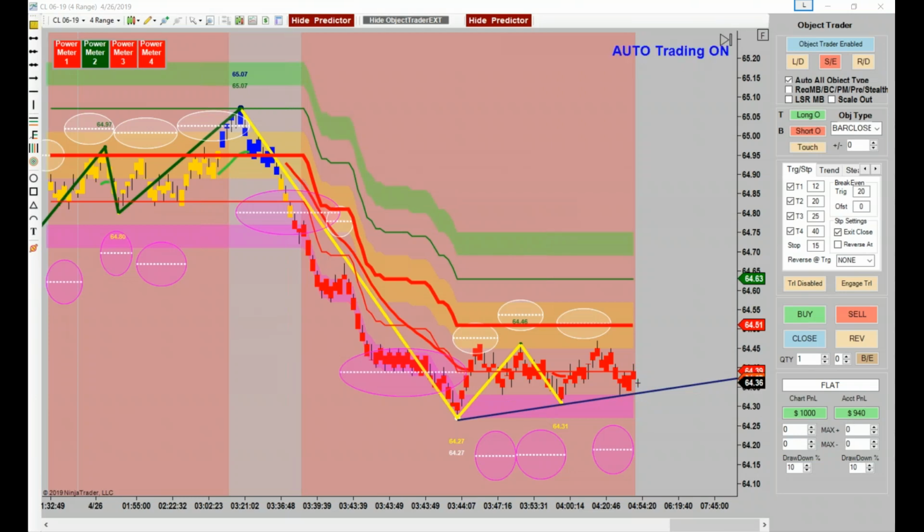That bar closed down, and Object Trader will fire the short. It's got to close down. Just pinged around a little bit. It's going to close, not yet. If it closes up, it won't fire the trade. Now, if that bar closes down, it will fire the trade. See, and then I put my stop right there. If this bar closed.